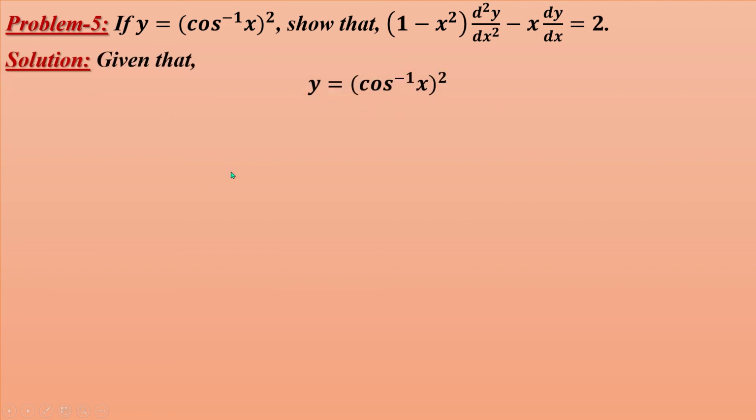Solution: given this, the first order derivative, that means the derivative of y with respect to x, equals 2 into cos inverse x. Okay, that means x to the power n gives n into x to the power n minus 1, that means 2 minus 1. That means this. And we have to take the derivative again, because this is not only x, here it is cos inverse x, so the derivative of cos inverse x equals minus 1 divided by square root over 1 minus x square.